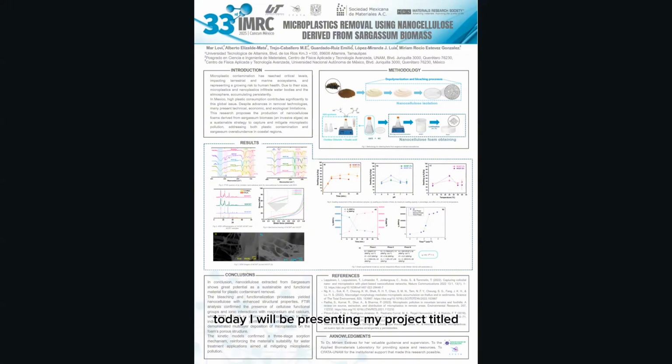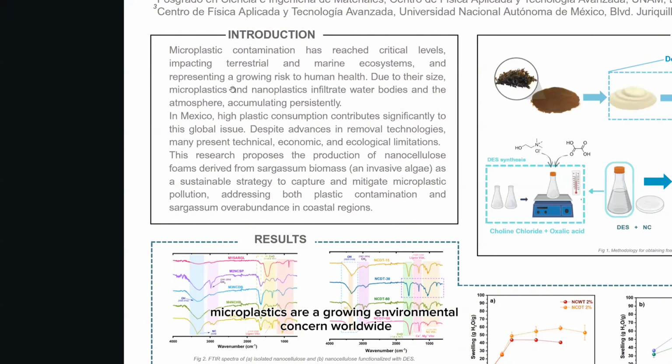Today I will be presenting my project titled Microplastics Removal using Nanocellulose Derived from Sargassum Biomass. To start, microplastics are a growing environmental concern worldwide due to their widespread contamination and harmful impact on ecosystems and public health. The scientific community is actively seeking new and effective methods to reduce this pollution.